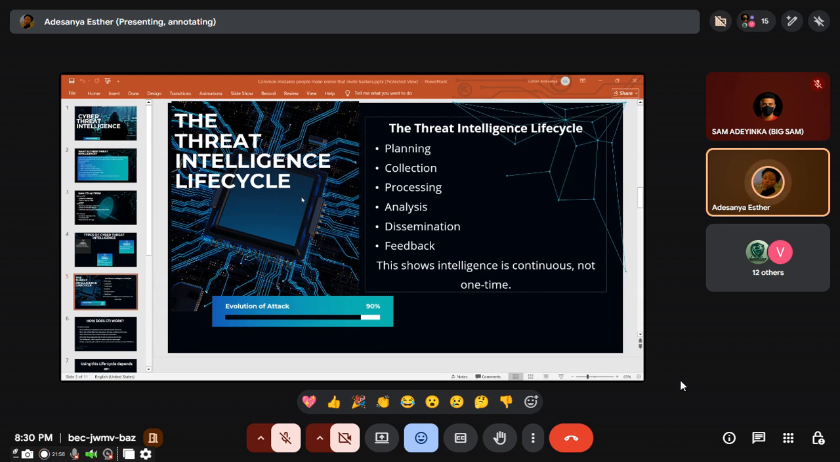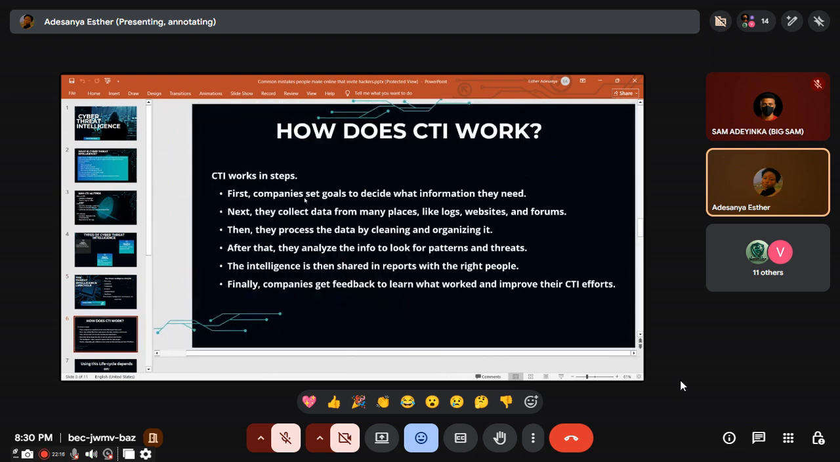This life cycle is continuous. It's not a one-time thing. Whenever there's something to focus on, you keep on using this as a format to make your investigation. And how it works is also like this.